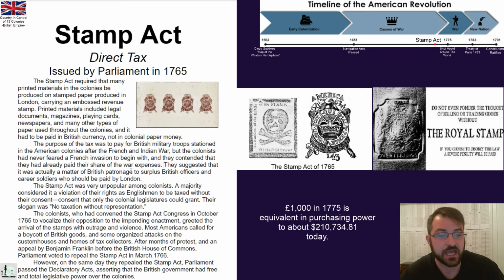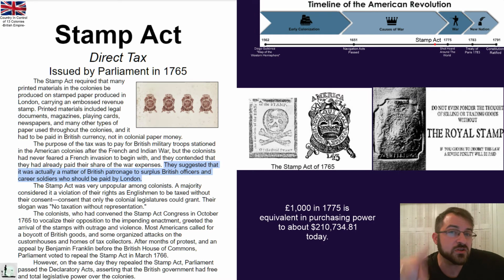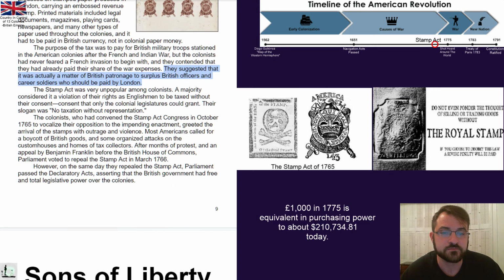They suggested that it was actually a matter of British patronage to surplus British officers and career soldiers who should be paid by London. What they're saying is, look, there's not any real threat out here in the colonies. We got some Native Americans out here, but we've got militia and we can protect ourselves. You people in London, we know what this is really about. You've got too many people in your army and you don't know what to do with them. So you figure you'll send them over here and give them a cushy job doing nothing, and we've got to pay for it. That's not fair. That's how the colonists saw it.